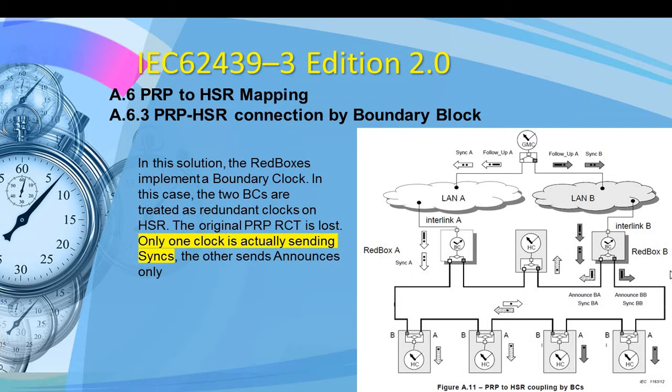Because this red box is running in passive mode, no PTP message is forwarded from LAN A to the HSR network. So in the HSR network there are only 2 copies of announce message, sync message, and follow-up message, which are forwarded by port A and port B.